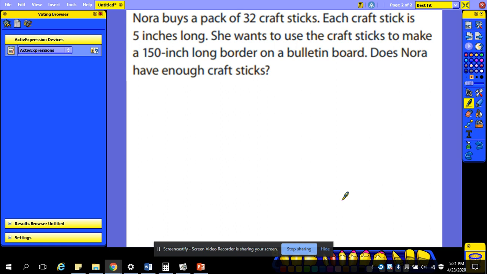Hi, I am here to help you solve this problem using the strategies that you have learned in class. Let's begin with reading the problem to make sure that we know what the problem is about, what it is asking us to do, and what information we could use to solve it.